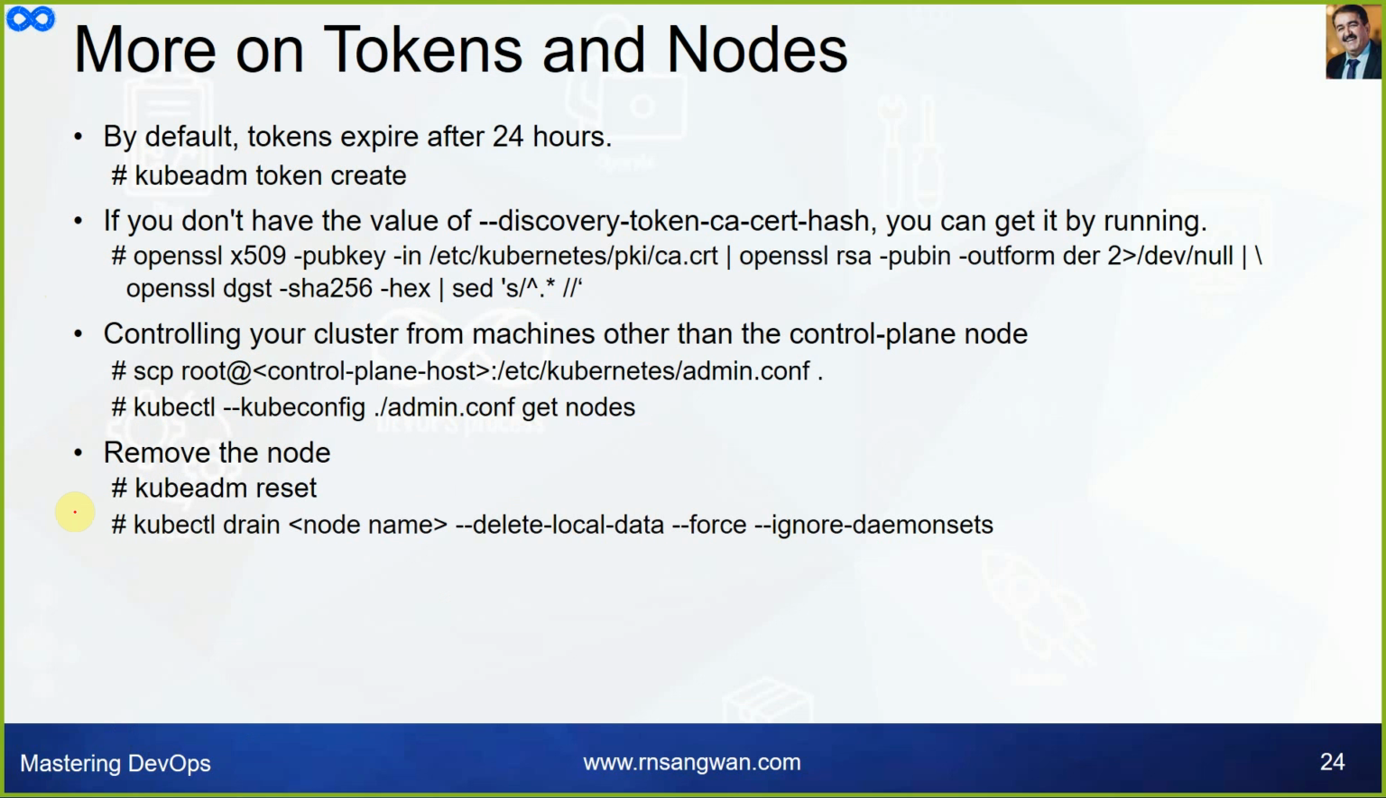More on tokens and nodes. By default, the token will expire after 24 hours. kubeadm token create, this is how you can create it. If you don't have the value of the discovery token CA cert hash, which was required to join, you can get it by running this command. To control your cluster from a machine other than the control plane, you have to copy the file, that is the admin.conf file.